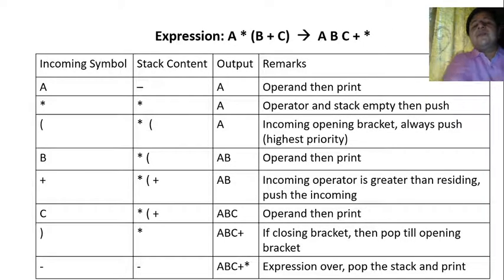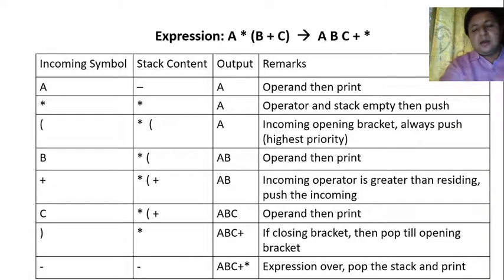Now we obviously are putting brackets. So A into B plus C is in brackets, so that has to be handled first. So the output you should see is ABC plus star. Now see, A, operand, so print. Star, stack is empty, so it will be pushed. Now opening bracket. Opening bracket has got a very, very special treatment. Whenever you get an incoming opening bracket, you should always push, because it's being given highest priority. So opening bracket is pushed.